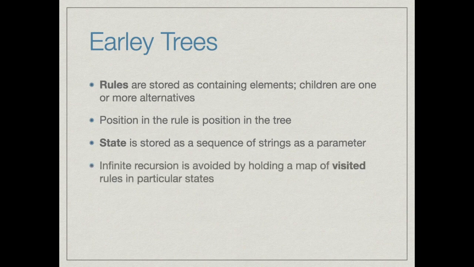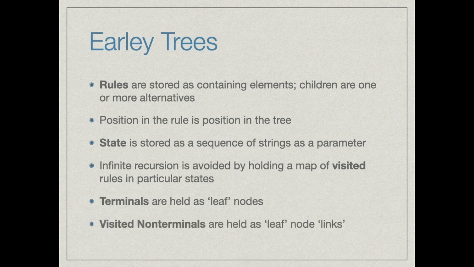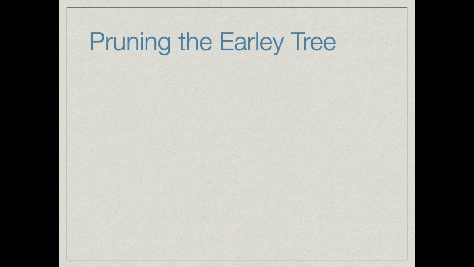To eliminate duplication of effort and risk of infinite recursion, we also need to store a map of visited rules and states. Terminals are held as leaf nodes, and visited non-terminals are recorded as references so that they can be reconstructed later. It turns out that the Earley tree that gets created is what's known in parsing circles as a type of parse forest, a set of possible parses, valid or invalid, combined using AND or OR relationships. Thanks to Michael Sperberg-McQueen for pointing that out to me.